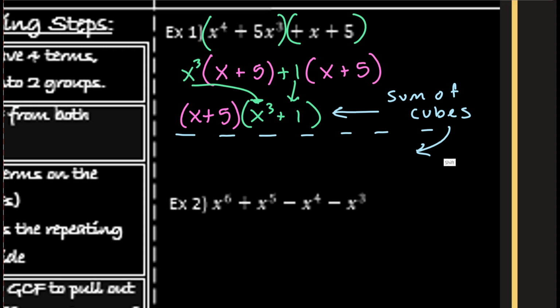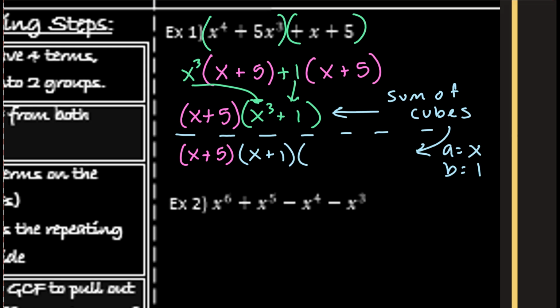What is my a value? What is the cube root of x cubed? What is my b value? 1. So I'm going to bring down my first factor that doesn't go away. Then my formula tells me that the sum of cubes, what comes first? A plus b. So my a was x and my b was 1.